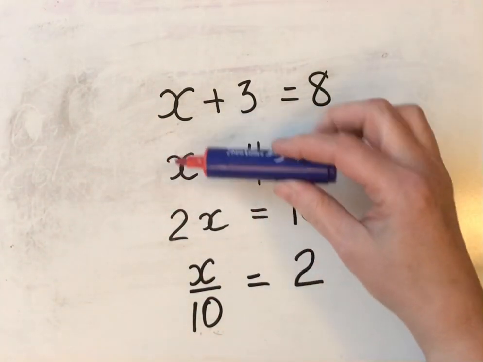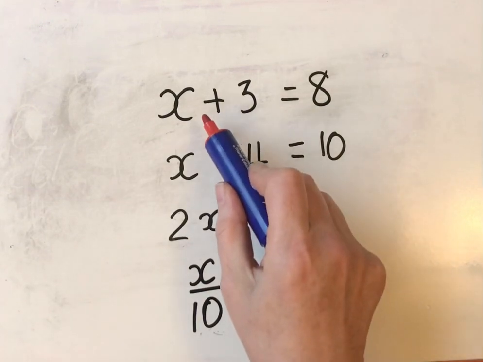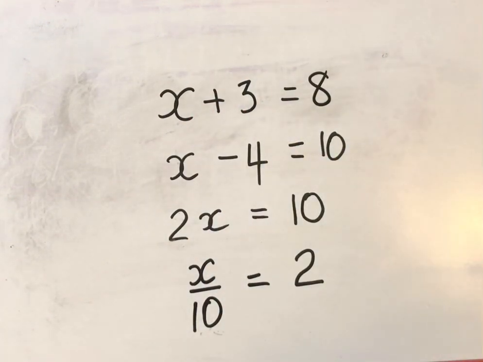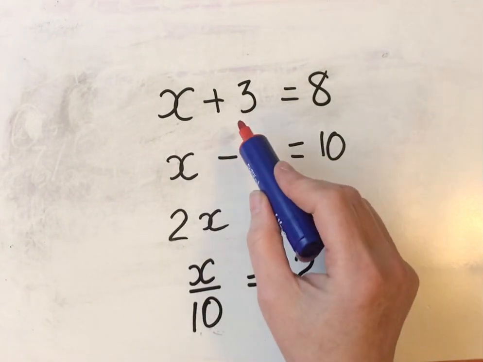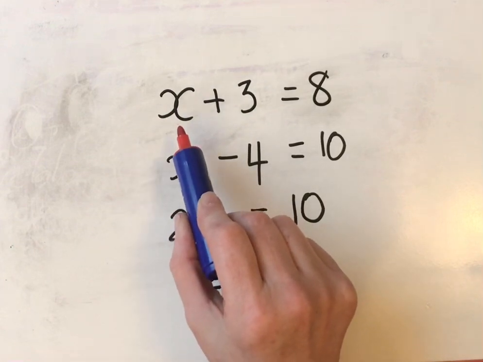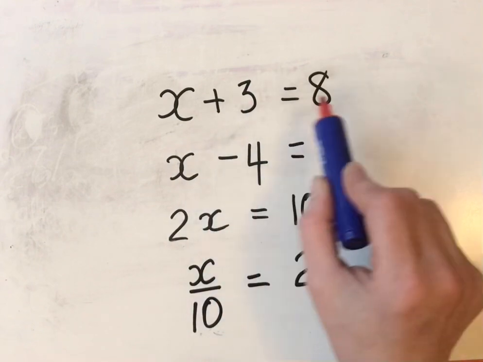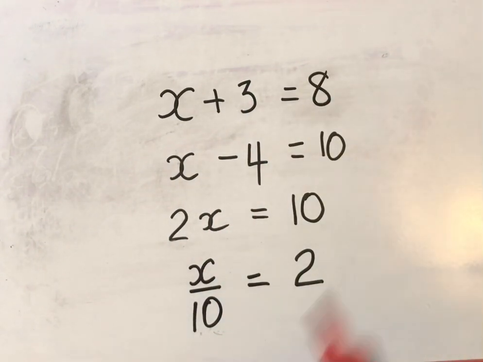Now, most of you for the first one will see straight away that it's going to be 5 because 5 plus 3 equals 8. But in terms of algebra, and to help you progress onto two-step equations and ones with unknowns on both sides, you need to know that this represents: I think of a number, I add 3, and after I added 3, I got the answer of 8. So what did I get before I added the 3?